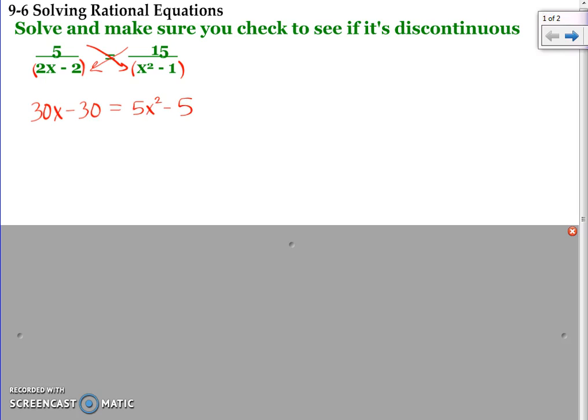Minus 5. Okay, so we're going to pull everything to the right side because that's where our x squared value is, and we want to keep that positive. So we'll subtract 30x, and I'm going to add 30 at the same time. So we've got 5x squared minus 30x plus 25.